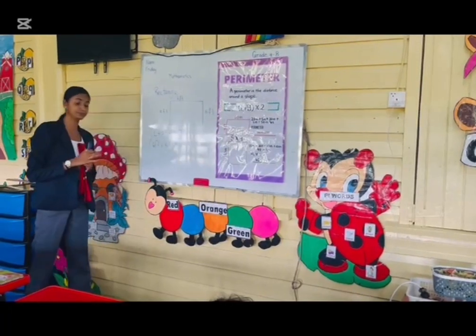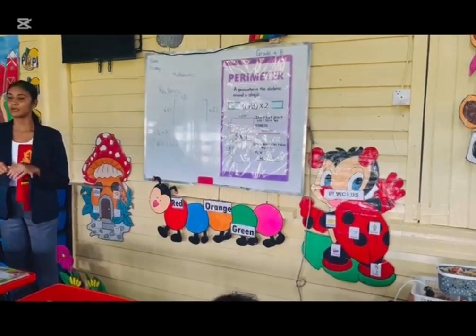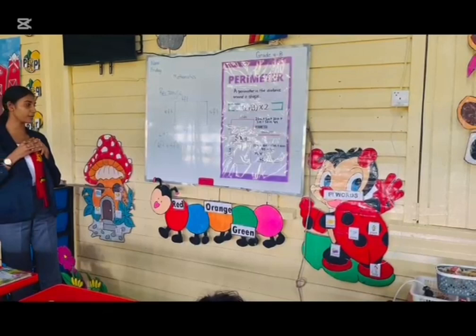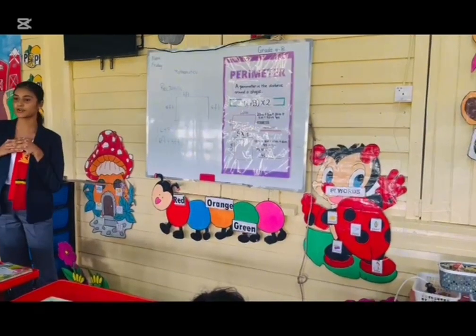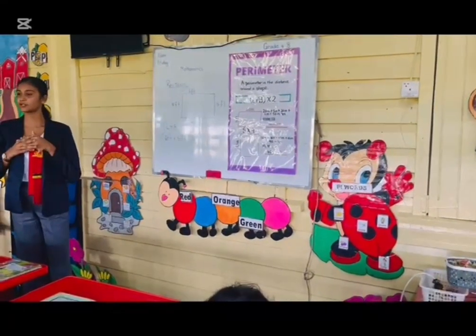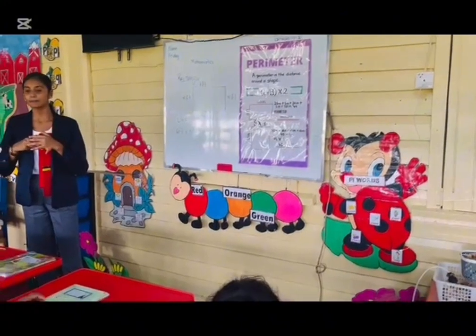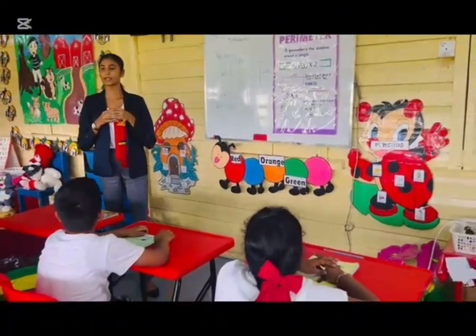So now we have to start to work this out. Which one do you think we should start working with? Which part? The bracket or the times 2 first? Which one do we start working with? Put your hands up. The bracket. Good. Give him a clap.